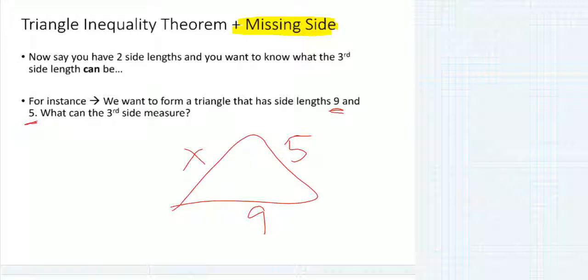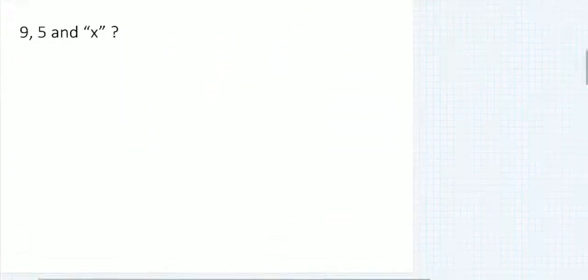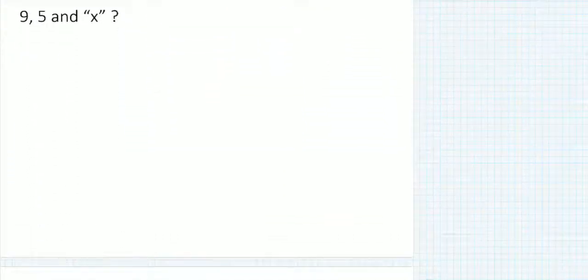You can do this using the circle way as well. You just have to be a little bit more intuitive with that one. But we're going to go ahead and first do it with the triangle inequality theorem, and then I'll try to explain using the circle one. Okay. So that's basically the game plan for this. And we're going to use the triangle inequality theorem.